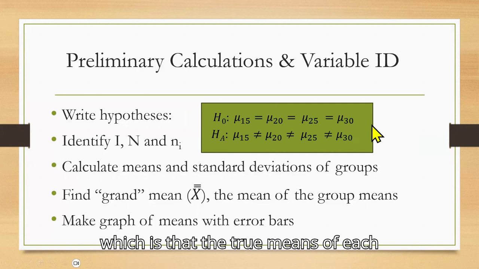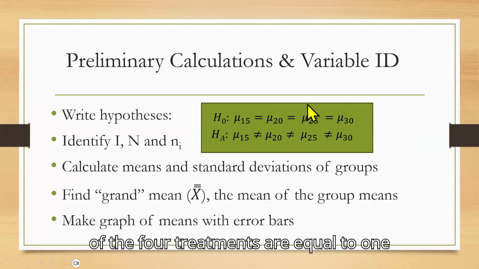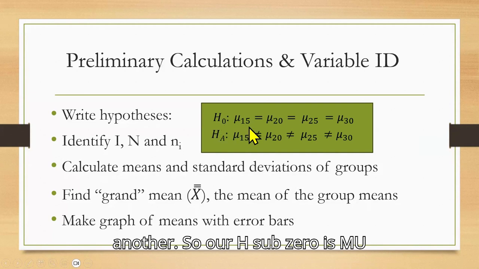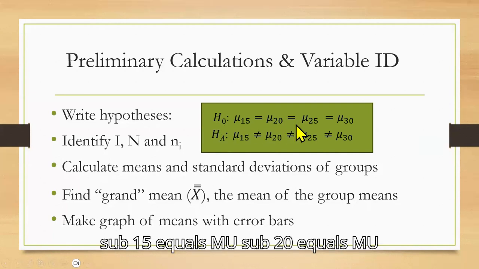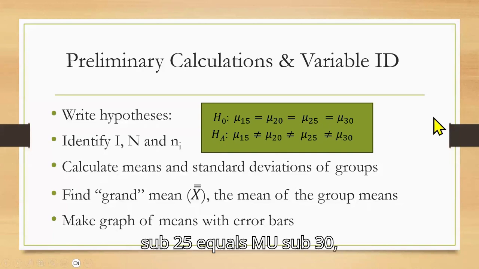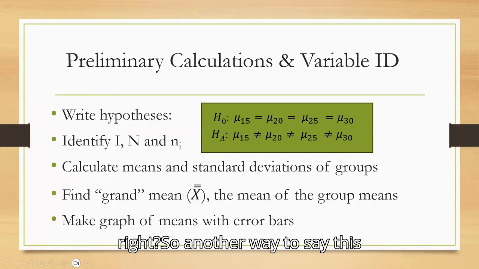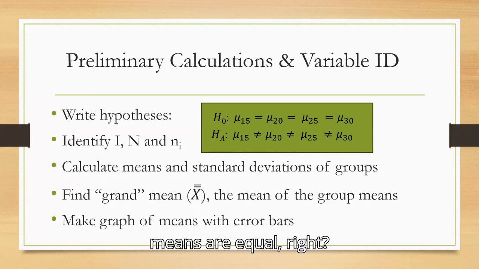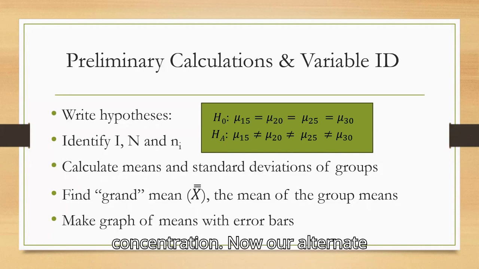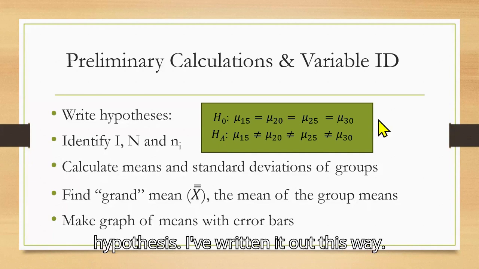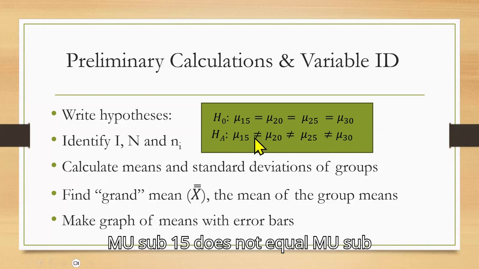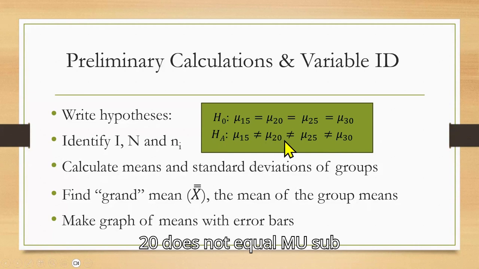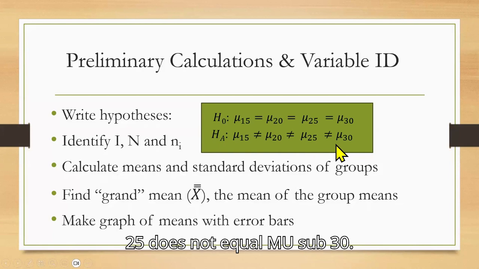First, for our hypothesis test, we're going to write the null hypothesis, which is that the true means of each of the four treatments are equal to one another. So our H sub 0 is mu sub 15 equals mu sub 20 equals mu sub 25 equals mu sub 30. Another way to say this in words is that all the means are equal. If all the means are equal, then there's no effect of salinity level on the magnesium ion concentration. Now, our alternate hypothesis, I've written it out this way: mu sub 15 does not equal mu sub 20, does not equal mu sub 25, does not equal mu sub 30.